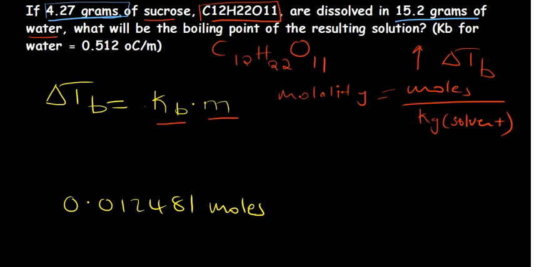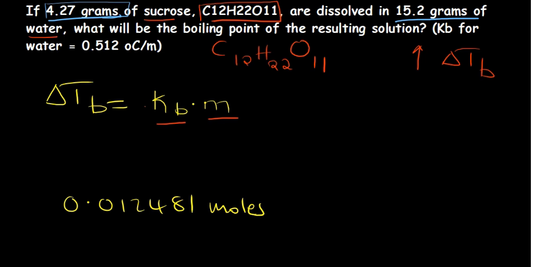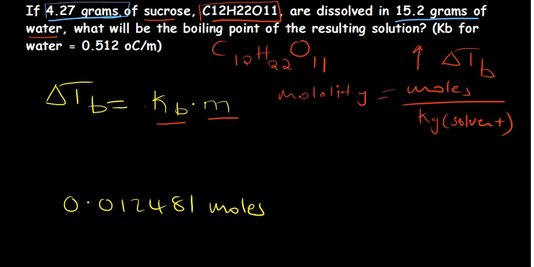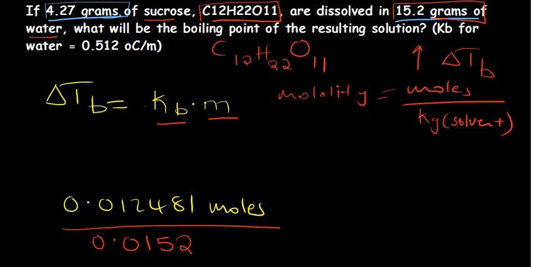What else do we need? So let me bring back that formula. So moles over the kilogram of the solvent. So a solvent in this case I've said is water. So 15.2 grams of water should be converted to kilograms by dividing by 1,000. So we have like 0.0152 kilograms.